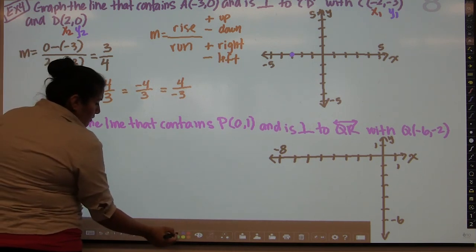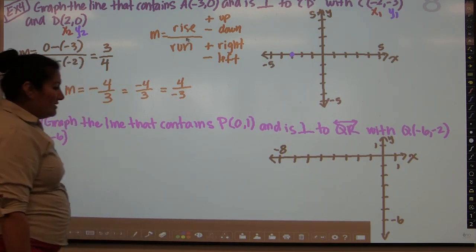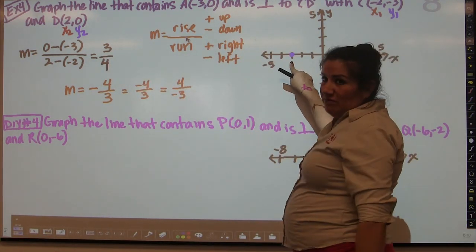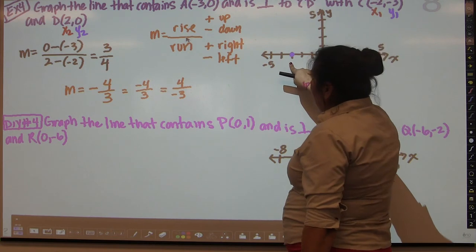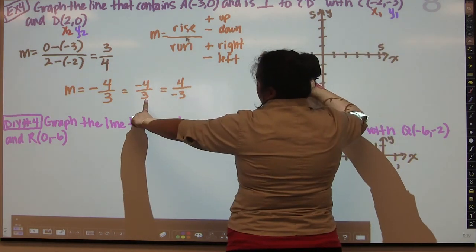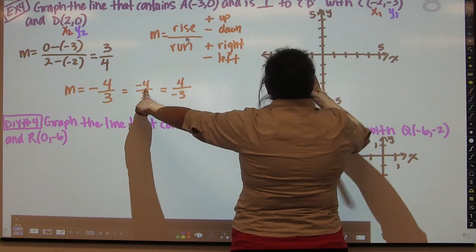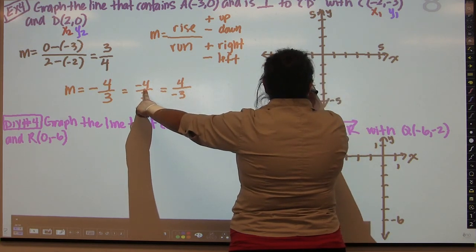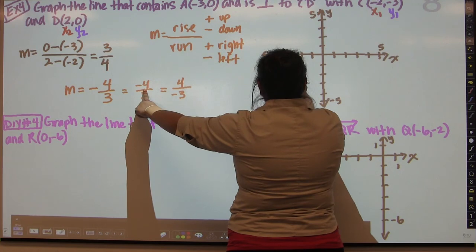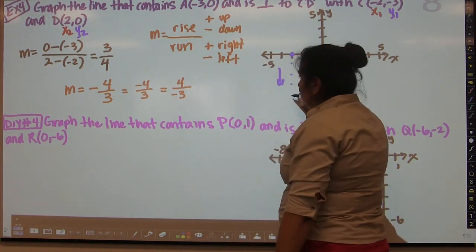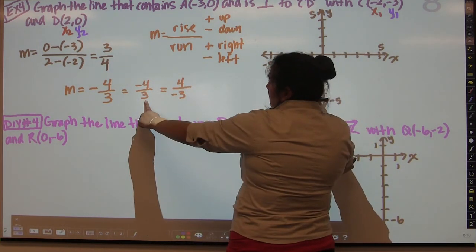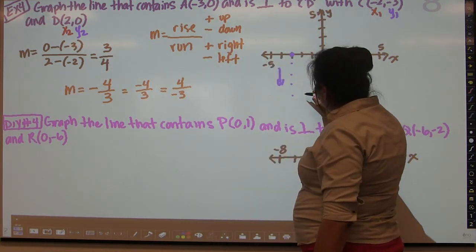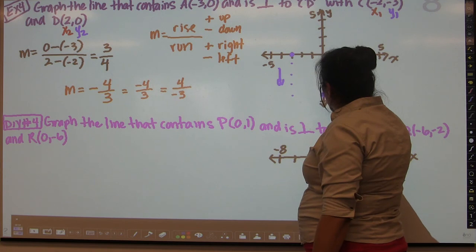So now we're going to use this slope to graph the second point that I need. Again, I'm going to start with the point I was given, which is negative 3, 0. And because I have negative 4/3, I'm going to go down 4 units. So I'm going to go down 1, down 2, down 3, down 4. Okay, I'm going down 4 units. And then the 3 is positive, so that means I'm going to go right 3 units. So that's going to be 1, 2, 3. I'm going to be right here.